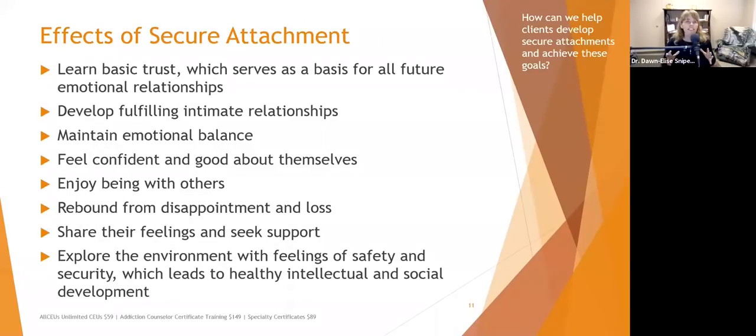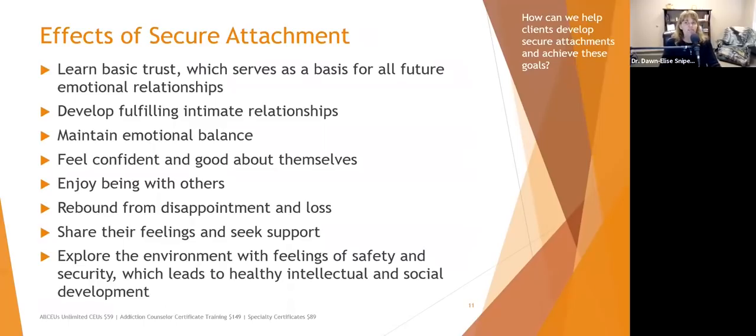When somebody is securely attached, and I want you to think and suggest ways, how can we help people learn basic trust, which serves as a basis for all future emotional relationships? The first thing, depending on when their attachment relationship was disrupted, they have to learn to trust themselves. They have to learn to trust their own feelings, their own spidey senses, their own thoughts as being real and valid and informative. Basic trust is something that I think I work on with probably 80% of my clients.